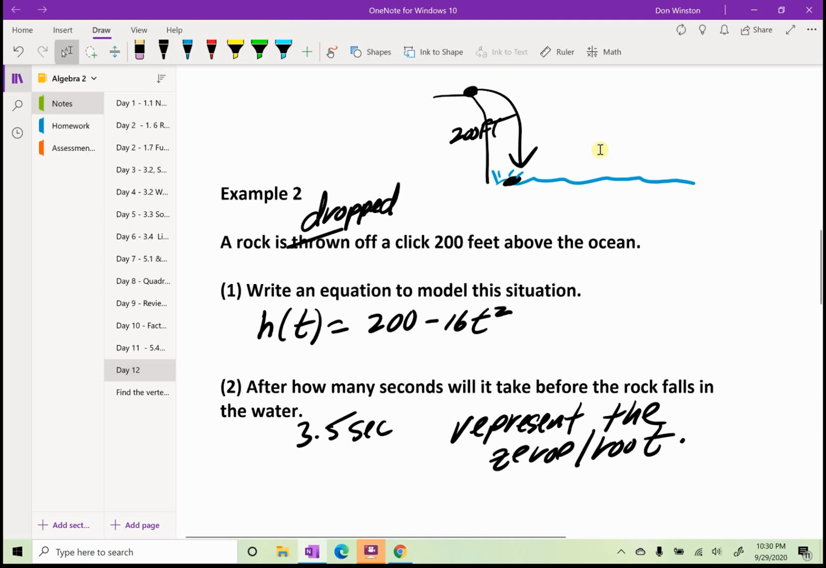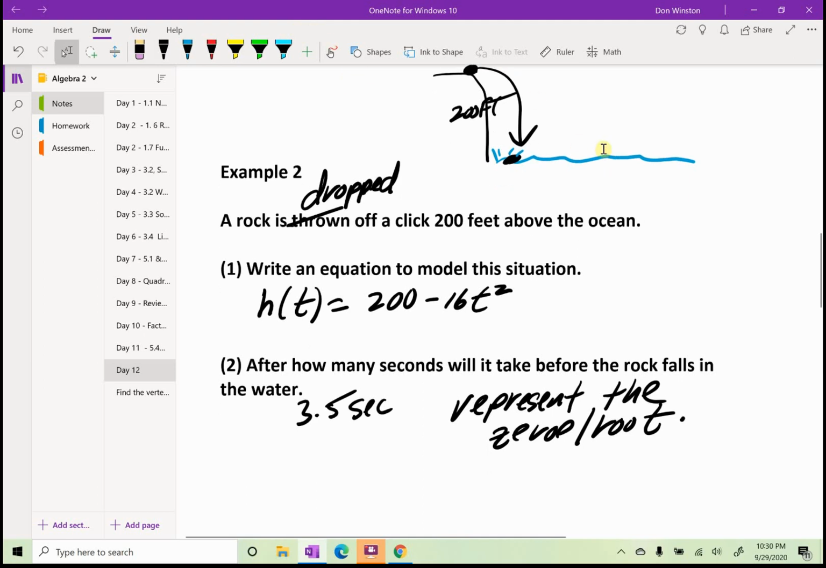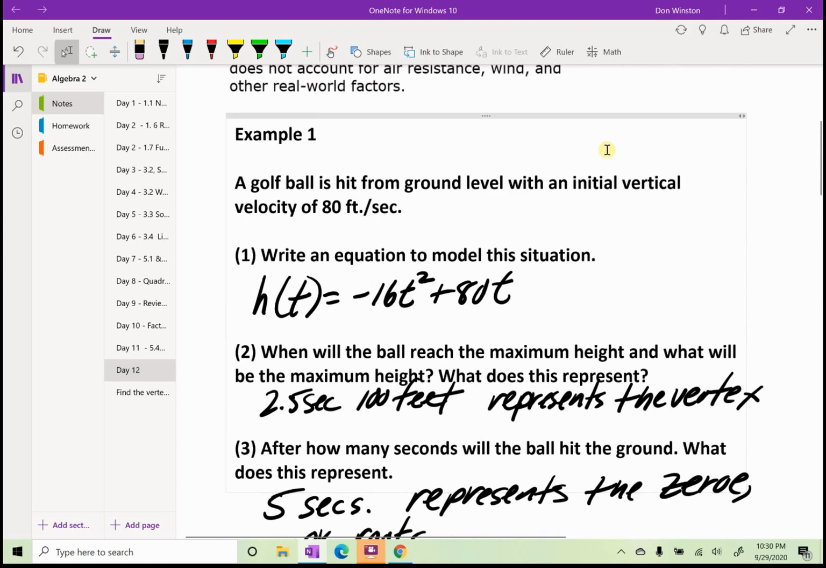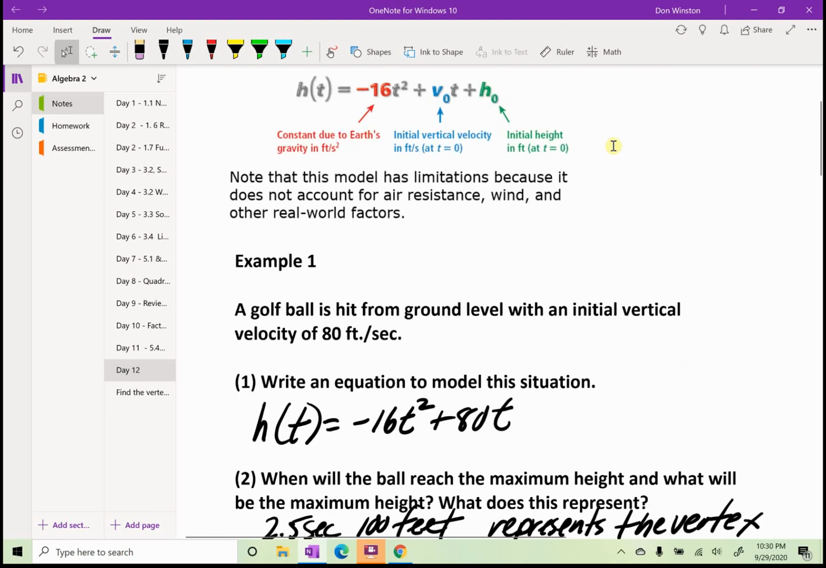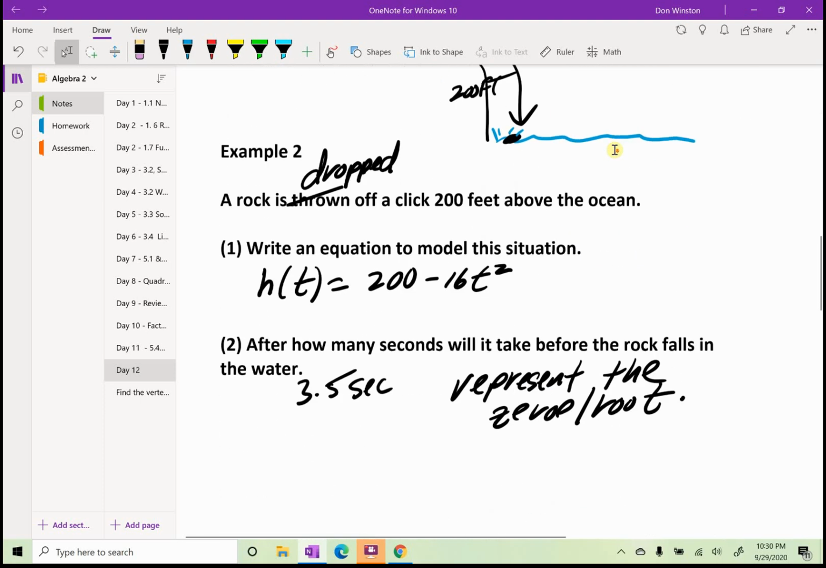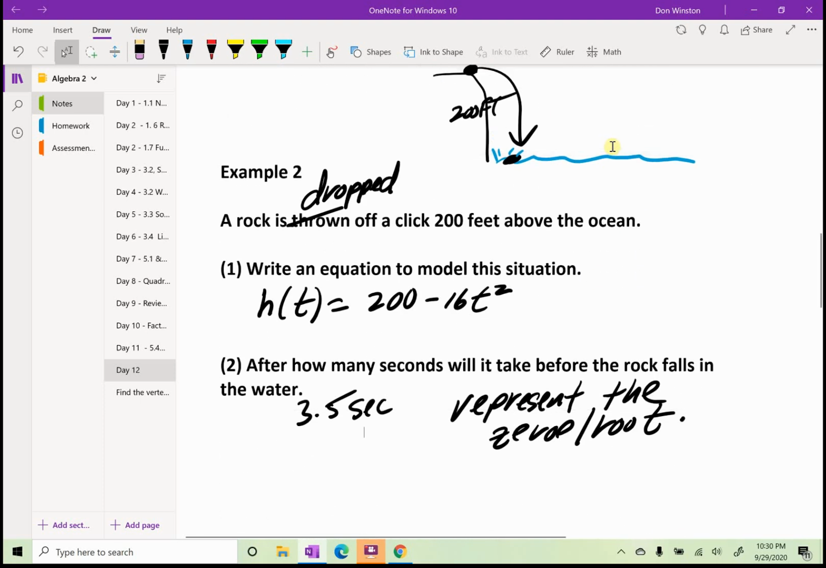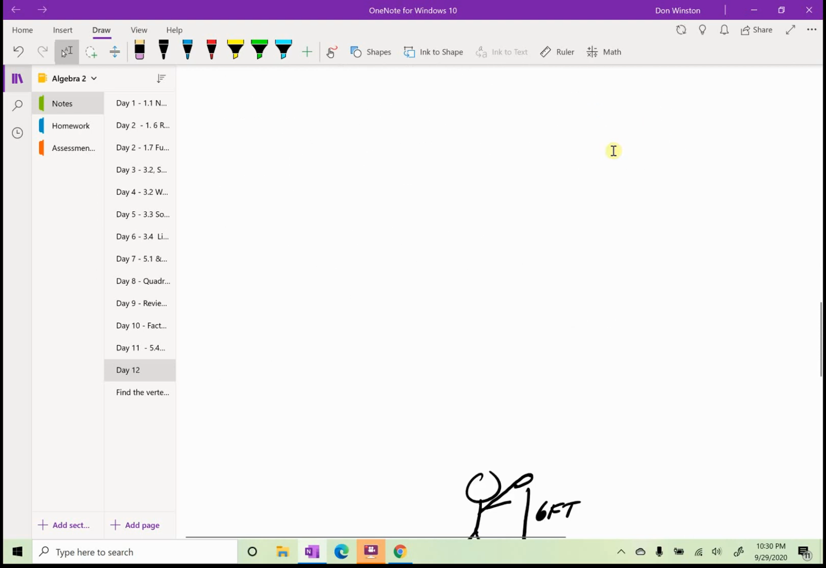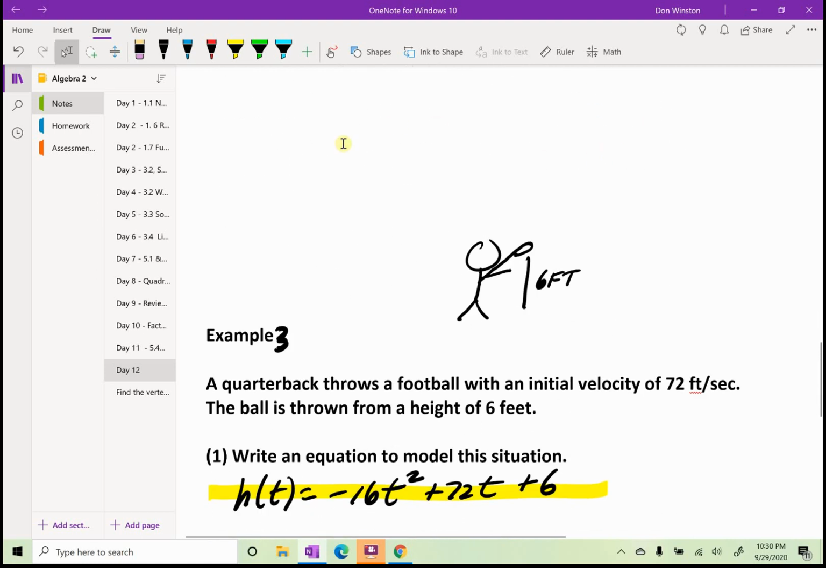Okay, so again, that one represented we had an initial height but no initial velocity. This one represented we had an initial velocity but no initial height. Guess what the next one's going to represent? If you said we'll have an initial height and initial velocity, you are right. So we're going to have both of those. I'm going to change that because that's exactly example 3.